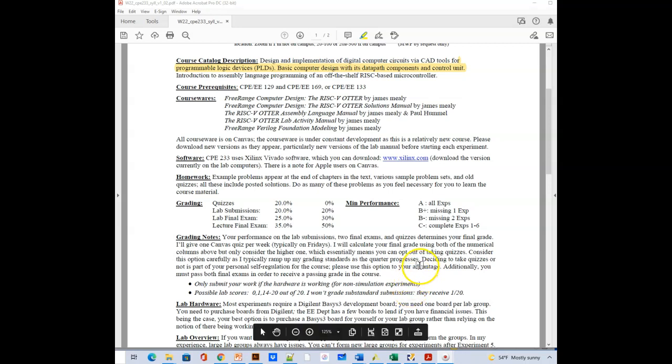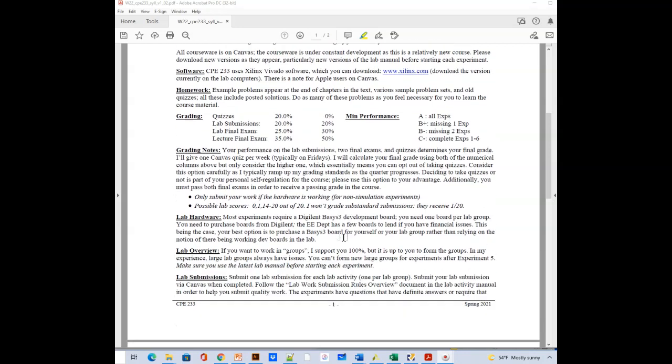So I only want you to submit your work if your hardware was working. Otherwise, don't submit anything if your hardware wasn't working. Now that's for experiments which actually have hardware in them. Some are simulation only. Keep that in mind. So possible lab scores are 0, 1, then 14 through 20 out of 20. The issue is don't submit something if it's low quality. If it's low quality, I simply won't grade it and will give you a 1. So make sure it's high quality.